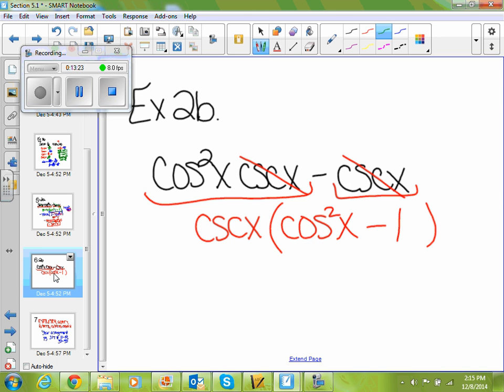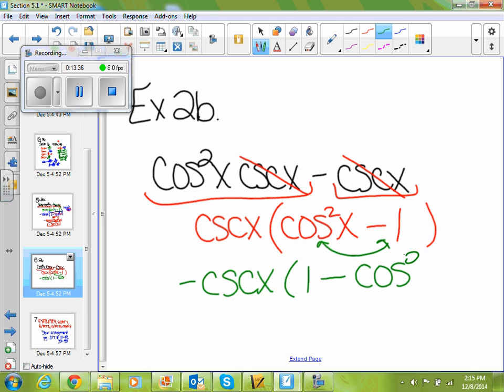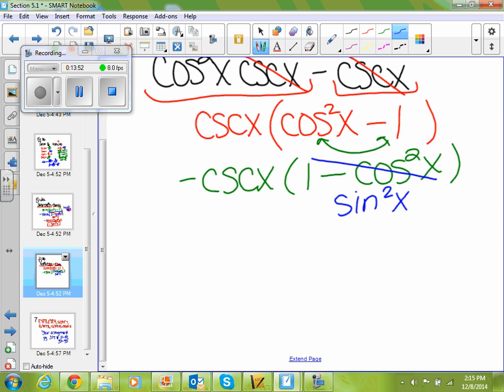We just discovered that factoring out a negative switches these two terms, which is what I want, because I want 1 minus cosine. So I'm going to factor out a negative, so I get negative cosecant of x times 1 minus cosine squared of x. And what did we say that 1 minus cosine squared of x is equal to? Yep, sine squared. That comes from your trig identity. So I get negative cosecant of x times sine squared of x.